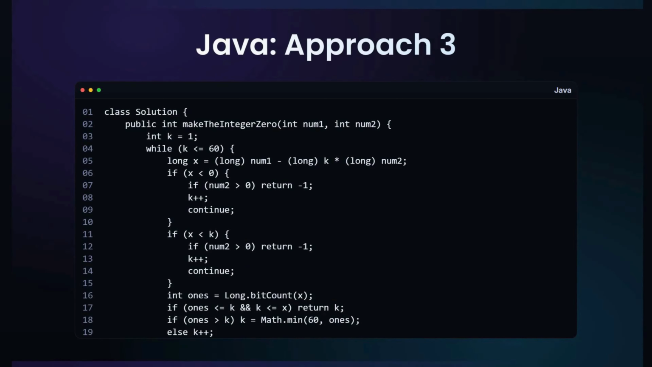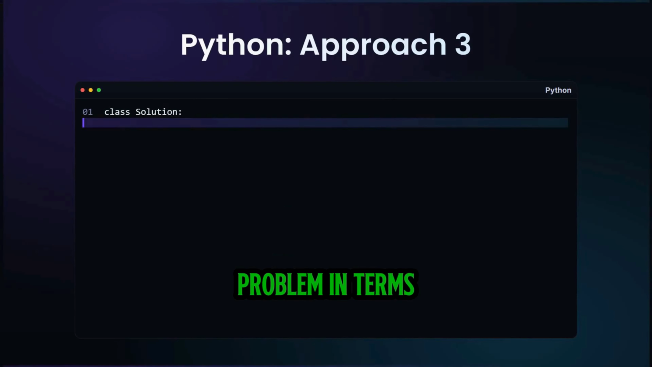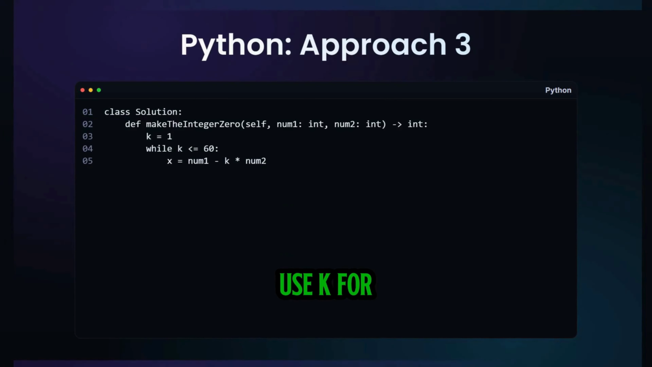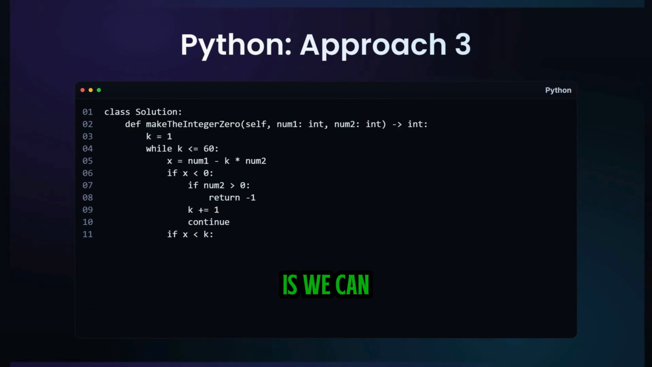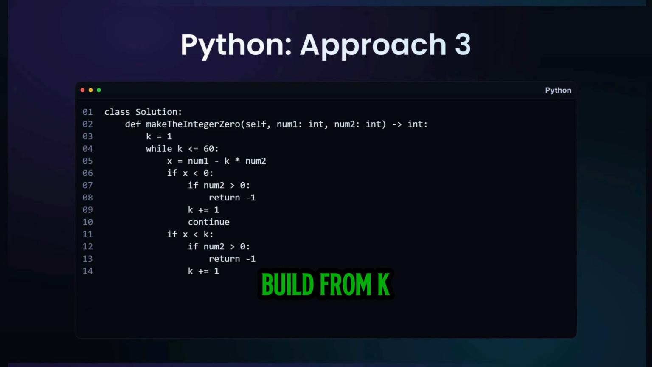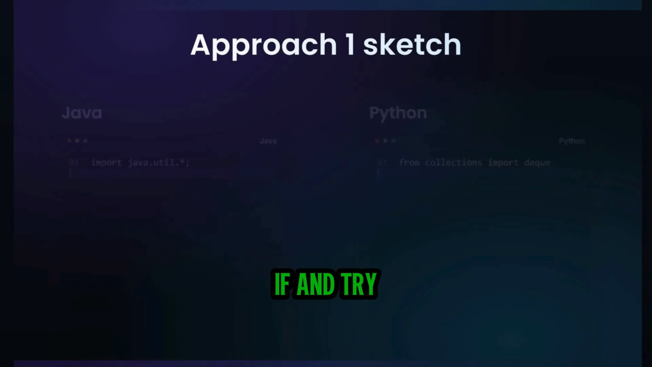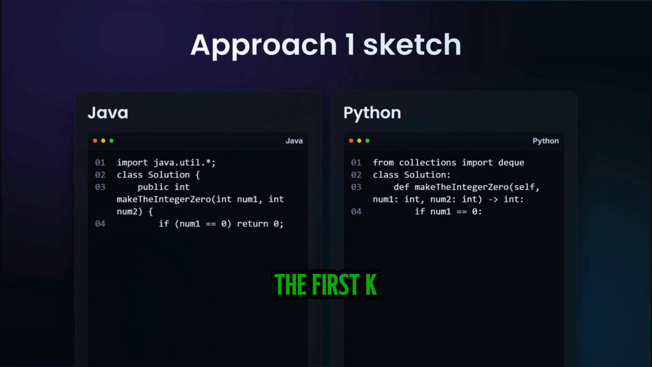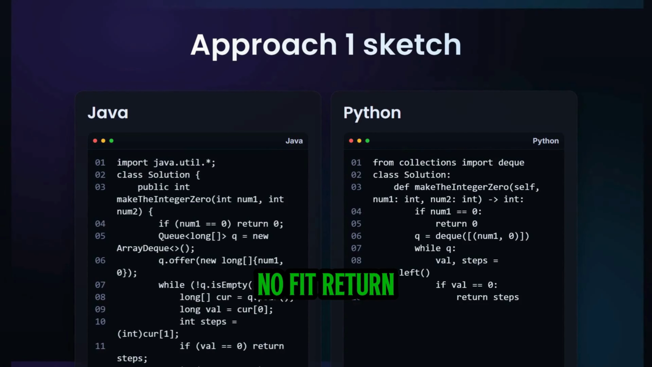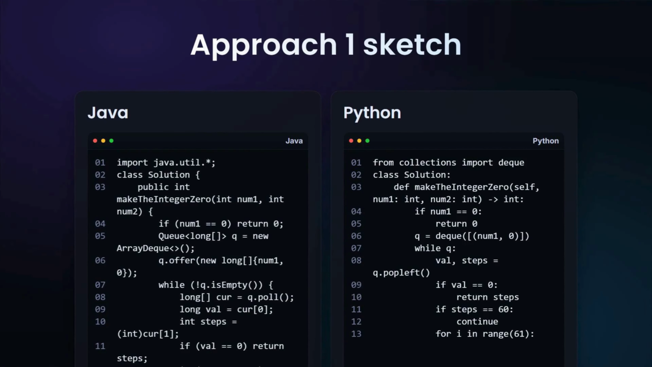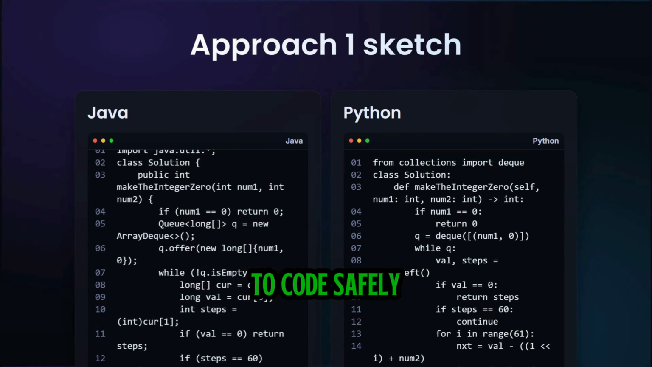Quick recap so this sticks. We reframe the problem in terms of how many moves we're going to use, k. For a fixed k, the leftover target is x equals num1 minus k times num2. We can build x from k powers of 2 if and only if pop count of x is at most k and k is at most x. Try k from 1 to 60. The first k that fits those inequalities is the answer. No fit? Return -1. It's fast, it's tidy, and it's easy to code safely.